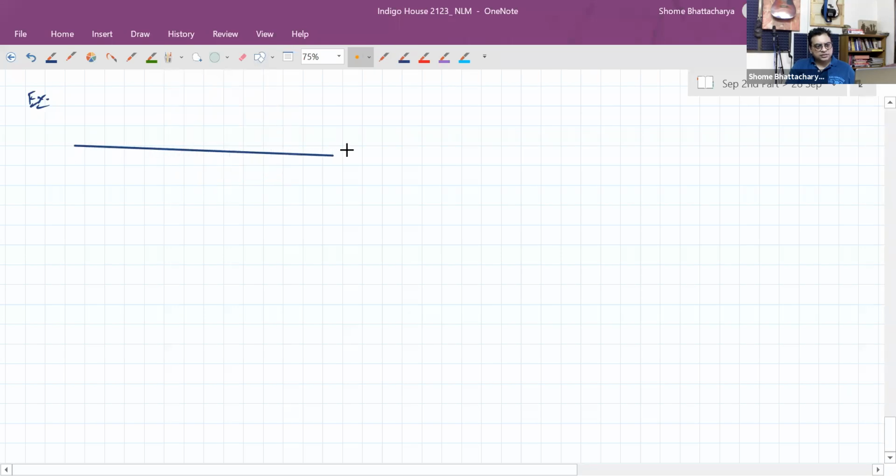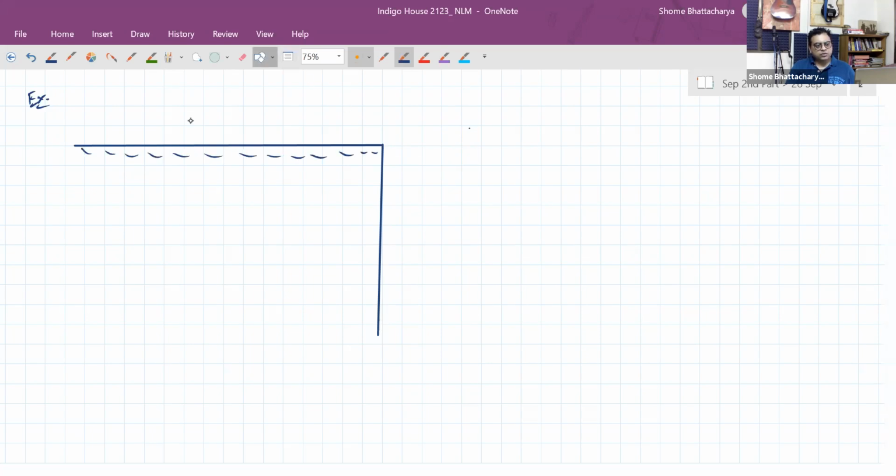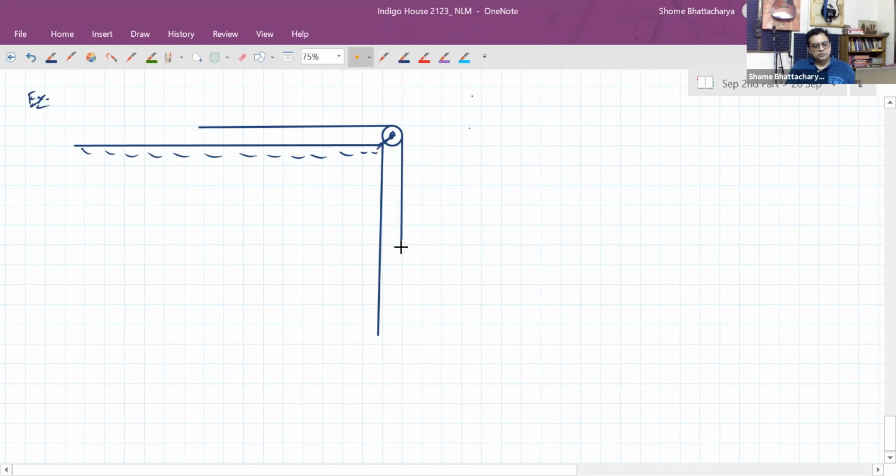Now next we'll see a situation like this. We have a frictionless tabletop kind of thing. And at the corner of the table here, we have a smooth pulley fixed to the table, like this. And a thread which is attached at one end to a block which is hanging vertically like this, and the other end attached to another block which is placed on the smooth surface.